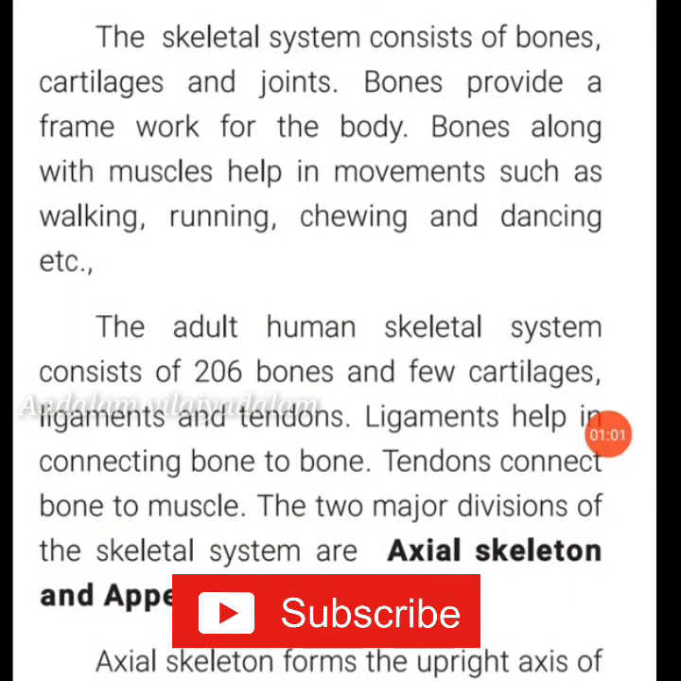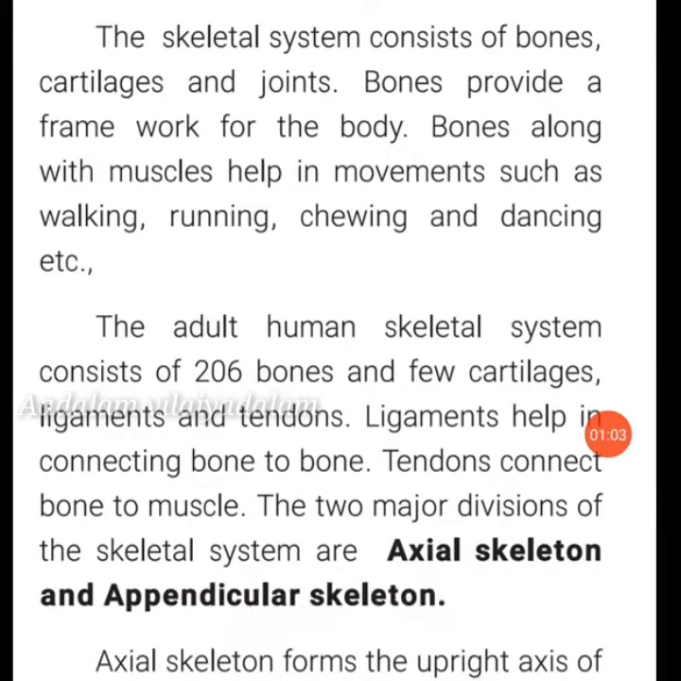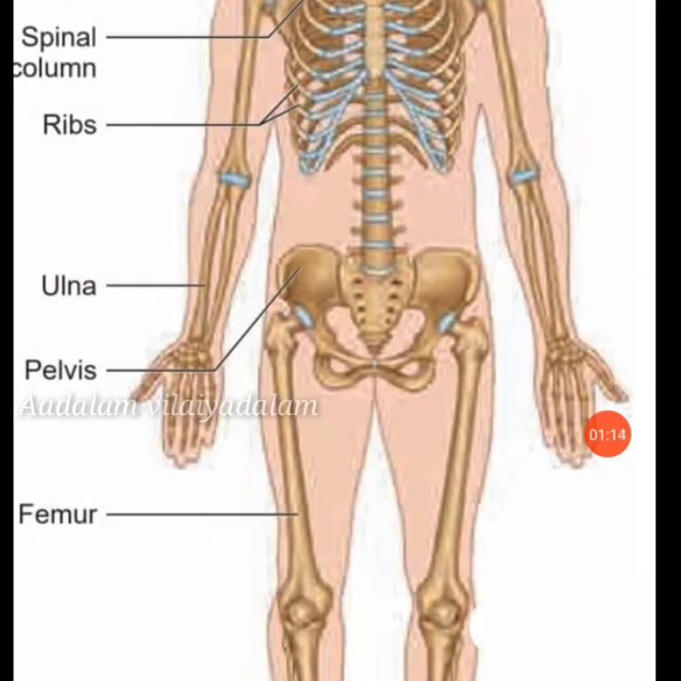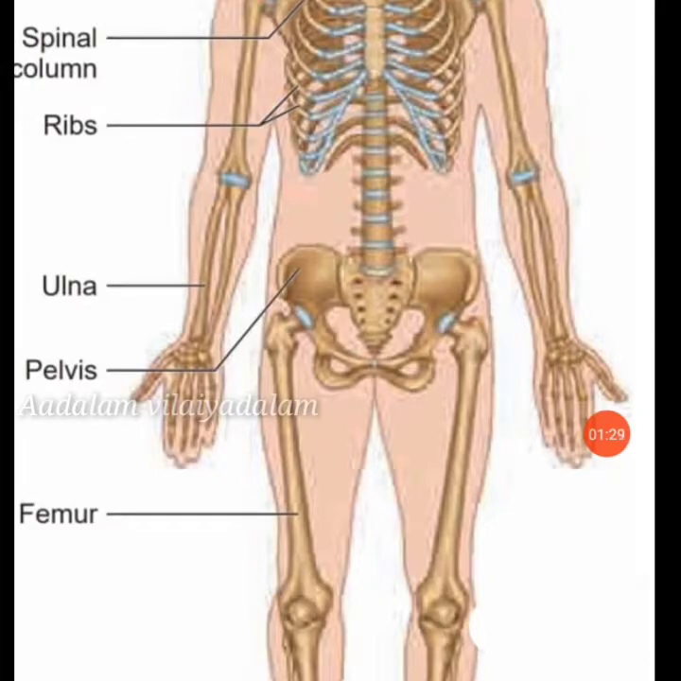The skeletal system consists of bones, cartilages and joints. Bones provide a framework for the body. So this is the skeletal system. The adult human skeletal system consists of 206 bones, a few cartilages, ligaments and tendons. The bones, along with muscles, help in movements such as walking, running, chewing and dancing.